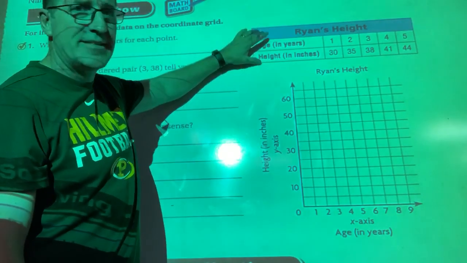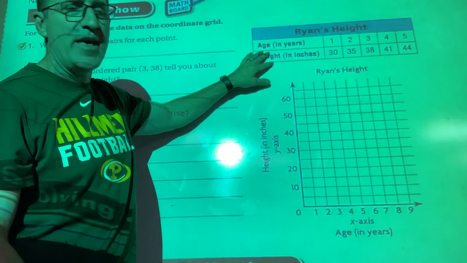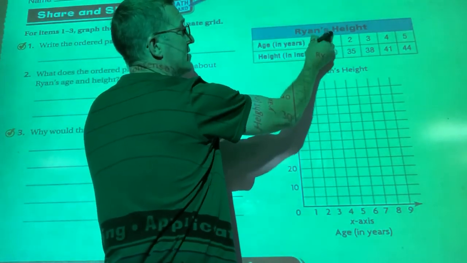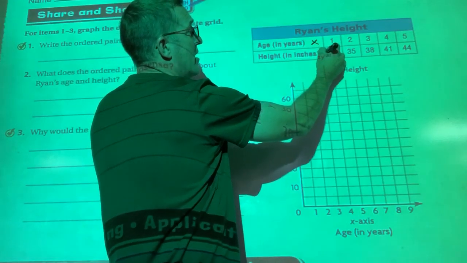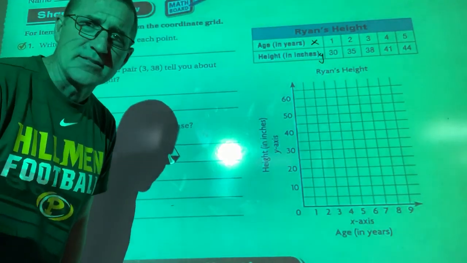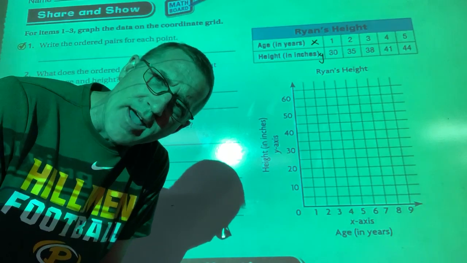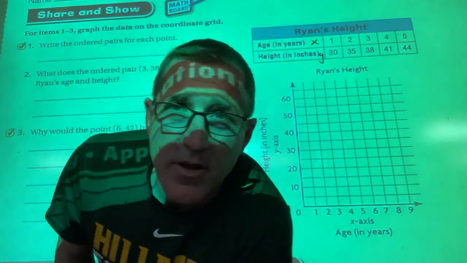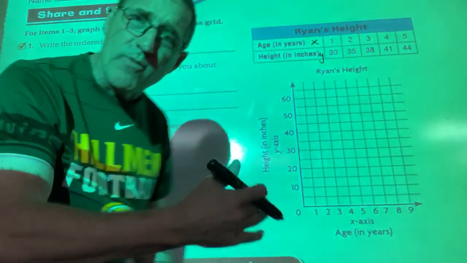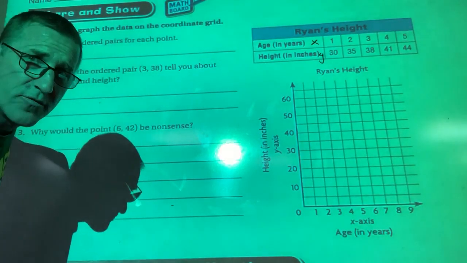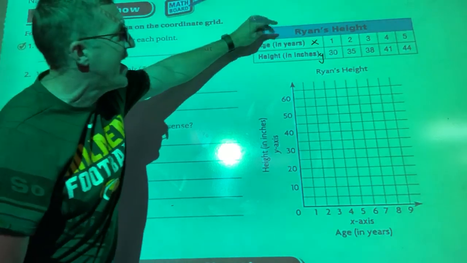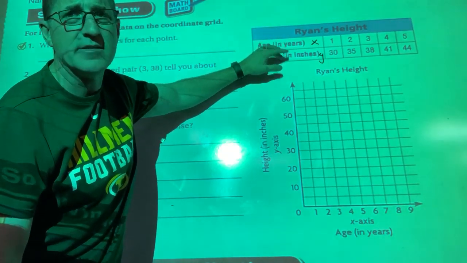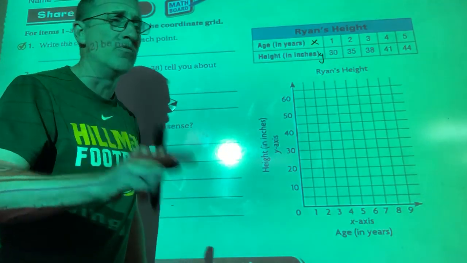So when you look at the data table up here, I would label them. X-axis is age, so this is my x, right? And the height is my y-axis. What comes first, x or y? Let me look at the alphabet. Yep, looks like X comes first. So when I write my ordered pairs like it's asking me to do for number 1 up here, I'm going to start with age, then height. Over, then up. X, then Y. Does that make sense? I knew it would.